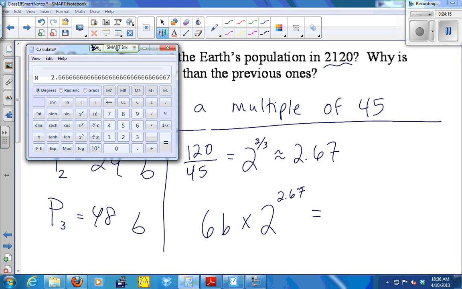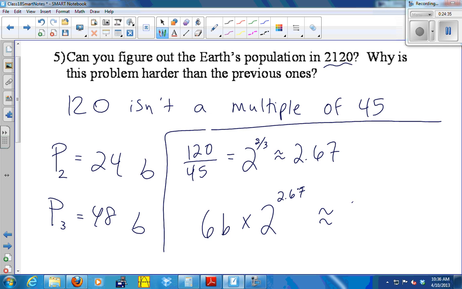So I'm going to raise 2 to the 2.67, or 2 2/3, and then multiply that by 6, and I get 38.097. So let's just say approximately 38 billion. Yep, 2 to the 2.67 power, and then multiply by 6. So we get 38 billion. Is that a reasonable answer? Yeah, it makes sense. It's between 24 and 48.